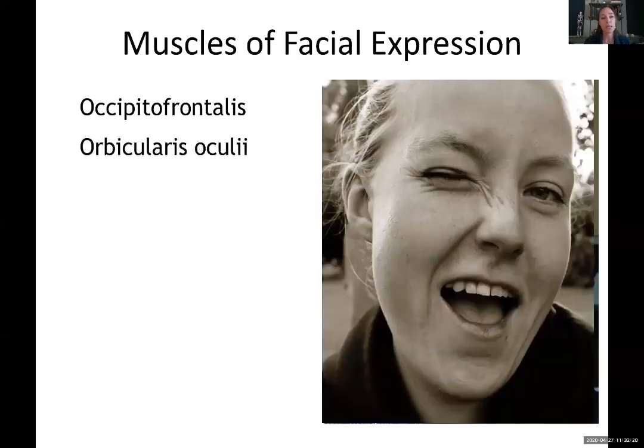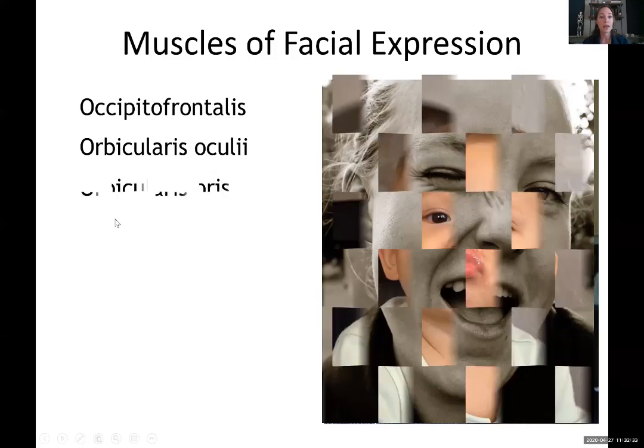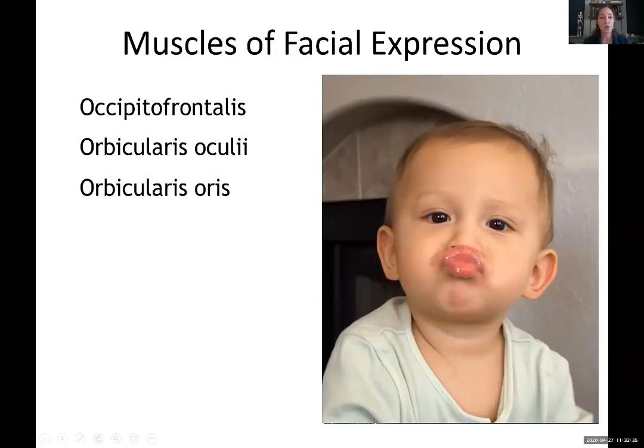Then we have orbicularis. It's a circular muscle, because it's orbiting. Orbicularis oculi, that tells us it's going around the eye. So that one would be like our winking muscle. Then we have orbicularis oris. So it goes around our mouth, right there. So that's our pucker up muscle.